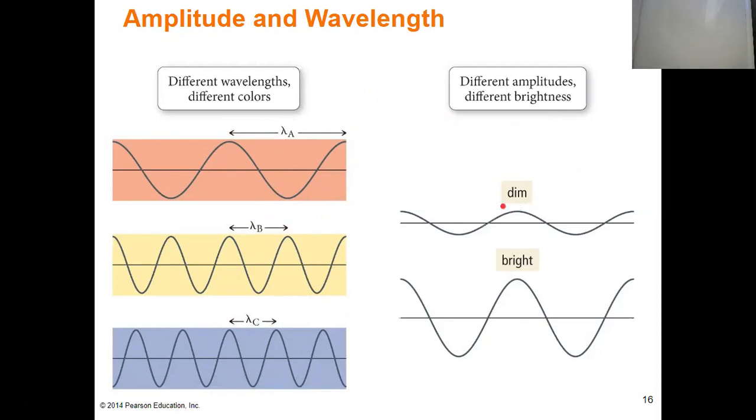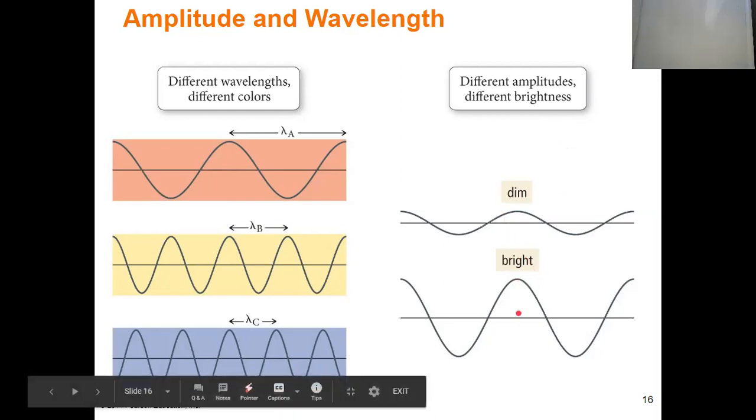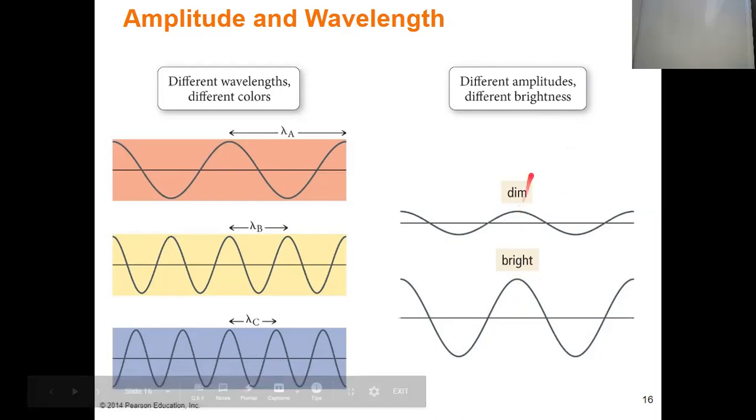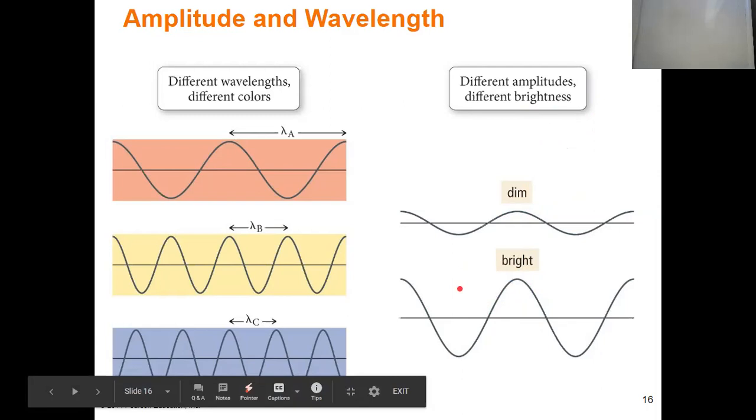Now, the amplitude of the wave is the height of it. So you see the height from the node to the crest here and the node to the crest here. The amplitude of the wave is associated with its brightness. So something with a very small amplitude is going to be a dimmer light than something with a very high amplitude.